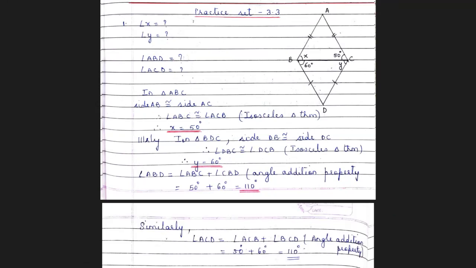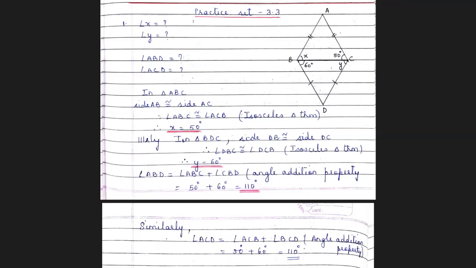We go to exercise 3.3. First question, you are given a figure like this: ABCD, ABDC. You're given AB congruent to AC, BD congruent to DC. You have been given X and Y, which you have to find out, and also find angle ABD and angle ACD. This is your question.